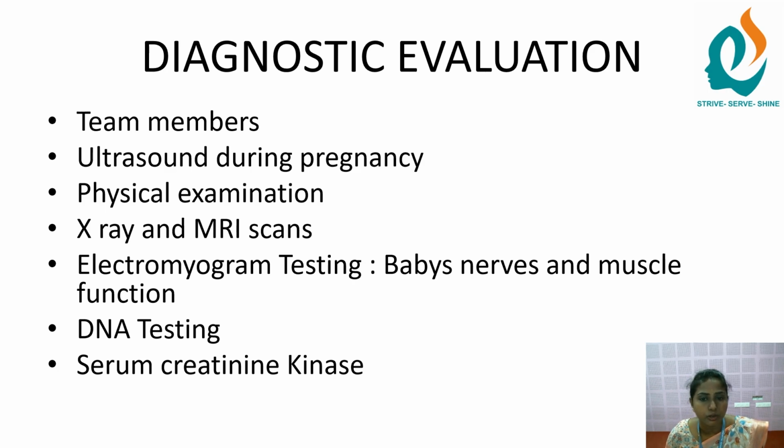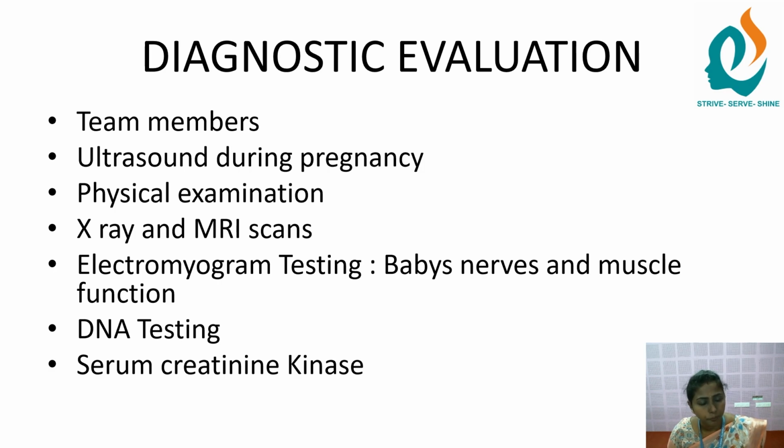Next is ultrasound during pregnancy. So during the pregnancy period itself, we can identify if a baby is having any abnormalities related to the skeletal system or not. Sometimes what happens is, due to the baby's position, you cannot predict it 100%. But in most cases, 75% to 90% we can identify during the ultrasound, that too in the pregnancy period itself. Next is physical examination.